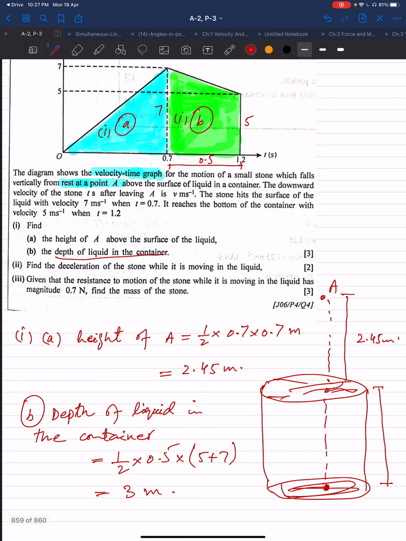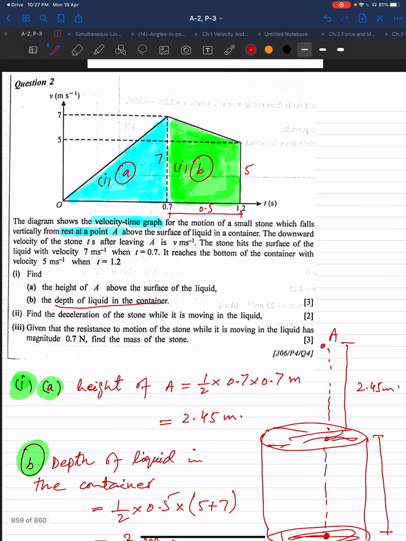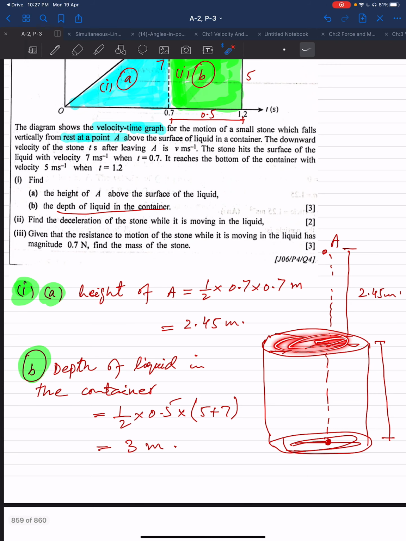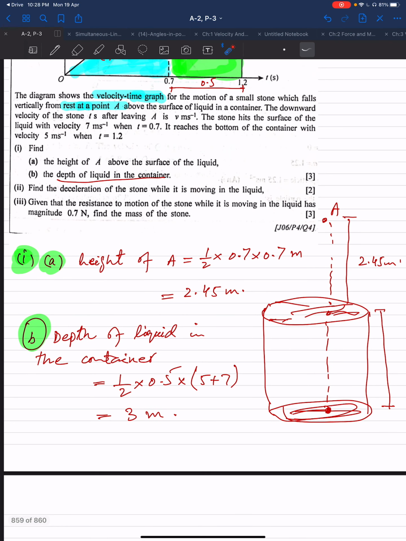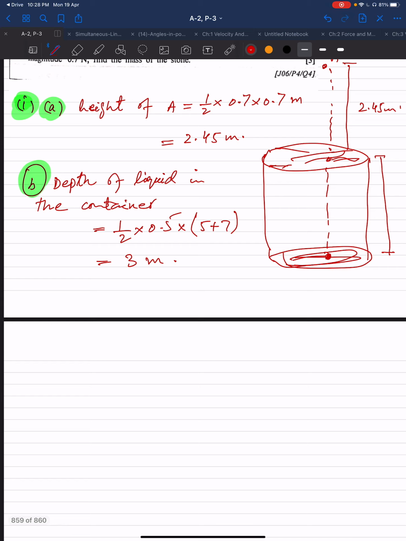Okay, hope you have understood this. I'm sure you have got it. This is part A and this is part B of one. And if we look at part two, find the deceleration of the stone while it is moving in the liquid. So we have to find the deceleration from this one. This is the deceleration while it was moving downwards from the top surface to the bottom, right? Okay, what is deceleration equal to? Part 2, deceleration.